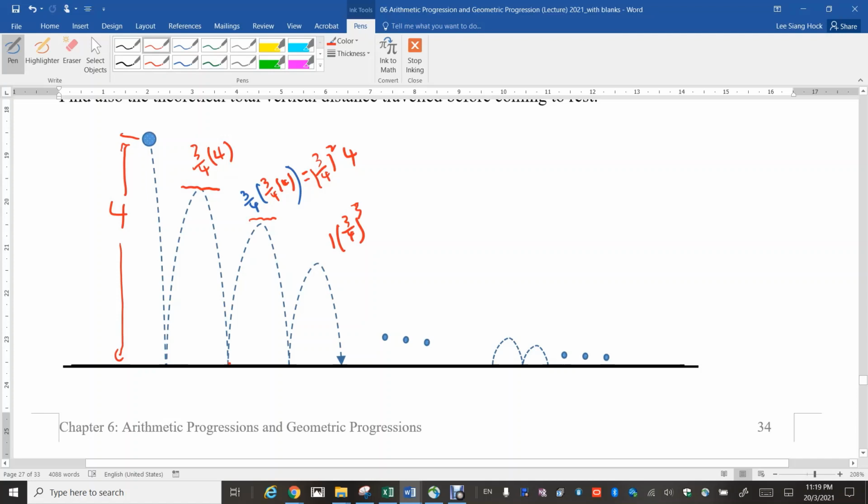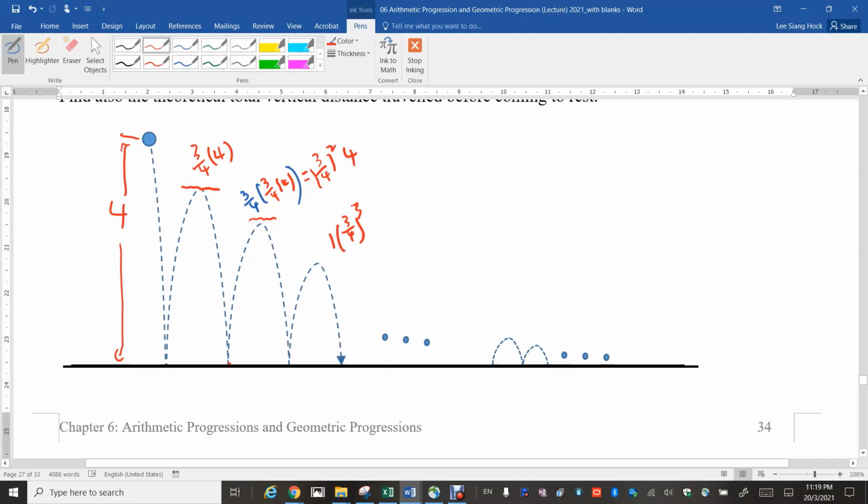Can you see that? You need to go up and come down. So it's 2 times 3/4 times 4. For subsequent bounces, the distance traveled in between is 2 times the height that it attained. Right? Only the first one doesn't double because it doesn't start from 0. It actually starts from the top.